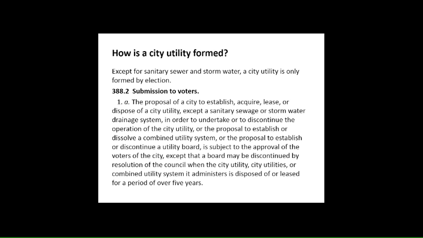Next is, how does one form a municipal utility? There are actually two ways to form a municipal utility, and now we start separating out things. Put sewer systems, both stormwater and sanitary, sort of to one side. All other city utilities, everything on that first list from Chapter 362, has to be formed by an election.